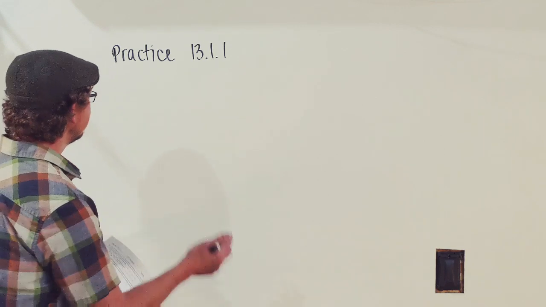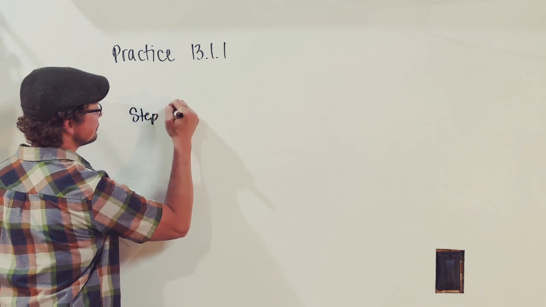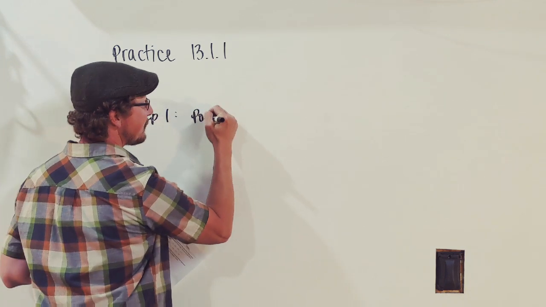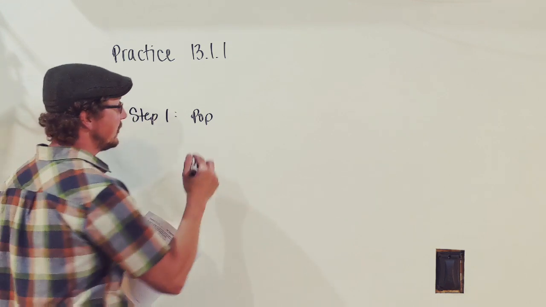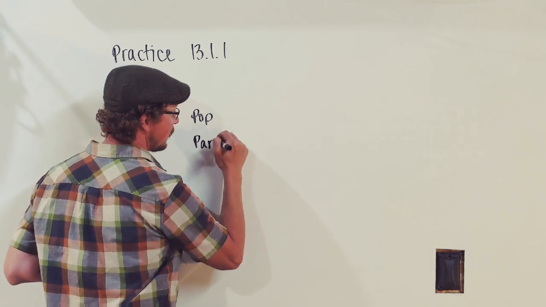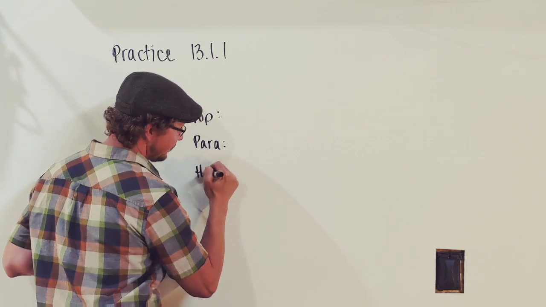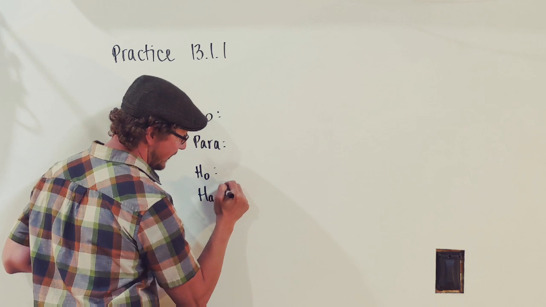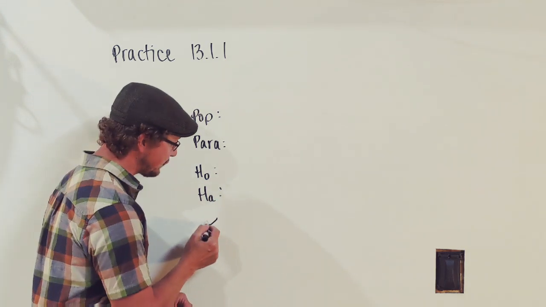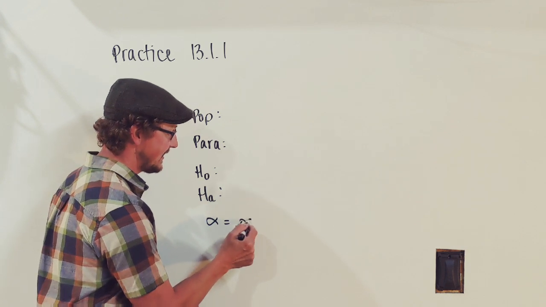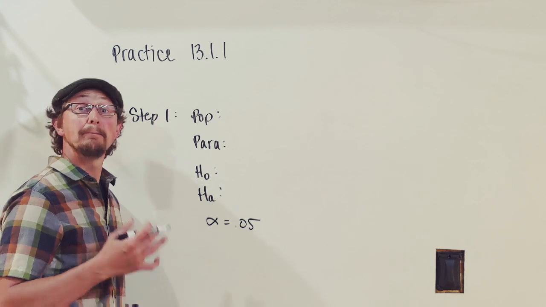So, step 1. I'm going to identify my population or populations, since this is a 2-sample test. We are going to find out what we're truly talking about. That's the parameter. Our null hypothesis and alternative hypothesis. And though it doesn't specify an alpha, that means we get to pick our own, and let's say a 5% significance level.